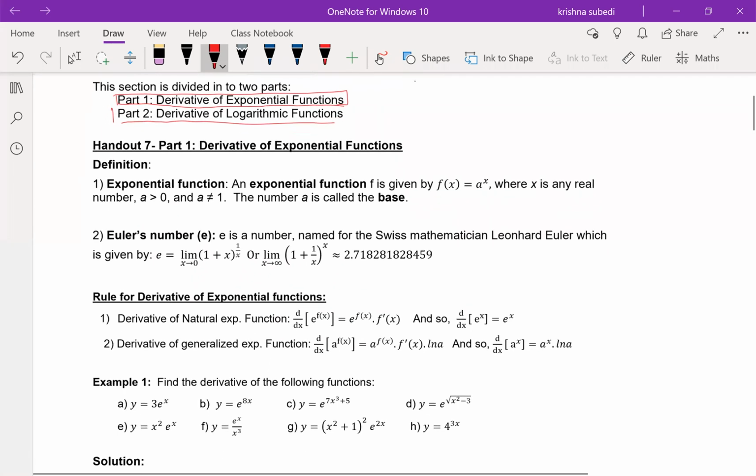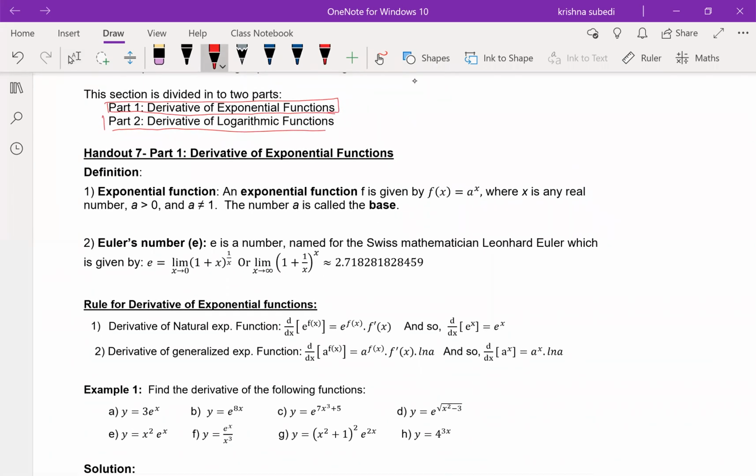So first of all, what is an exponential function? I believe you already know an exponential function is a function f of x which is given by a raised to the power x, where x is any real number and a must be greater than 0 and a not equal to 1. Okay, the number a is called the base. This is a generalized exponential function.